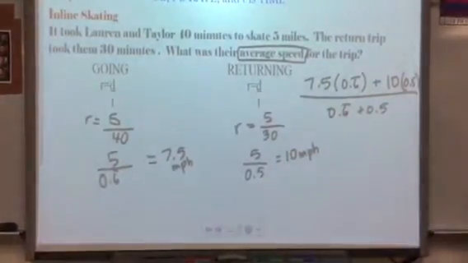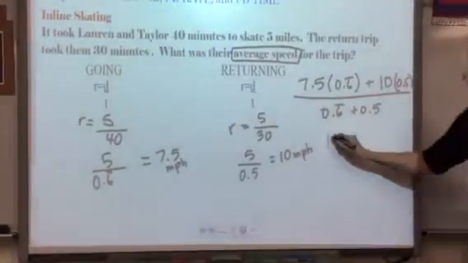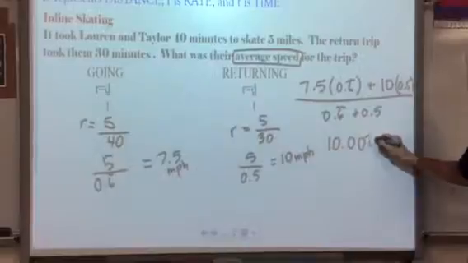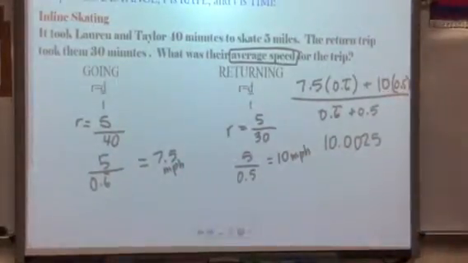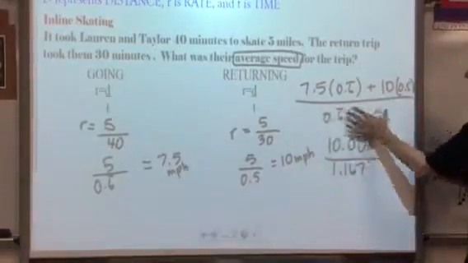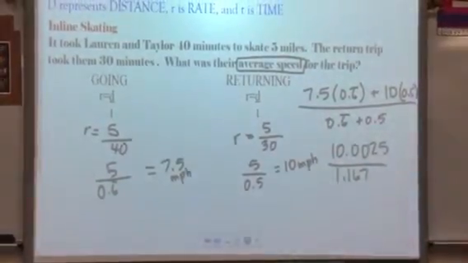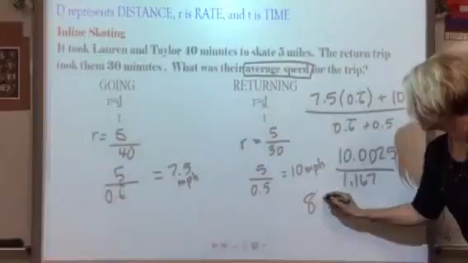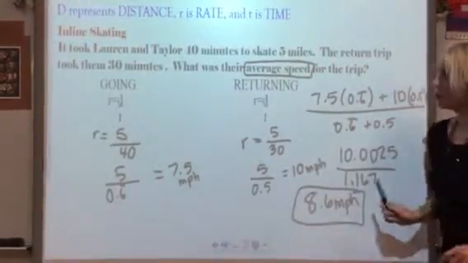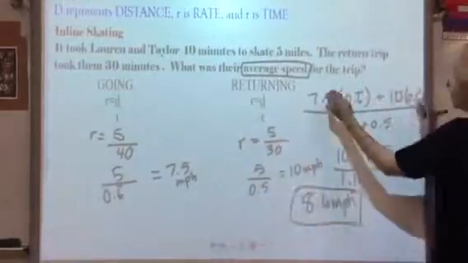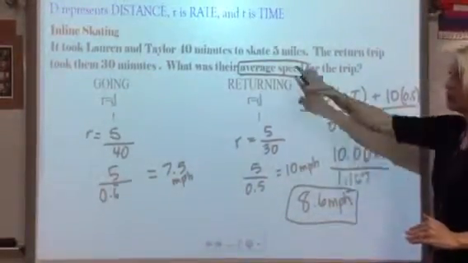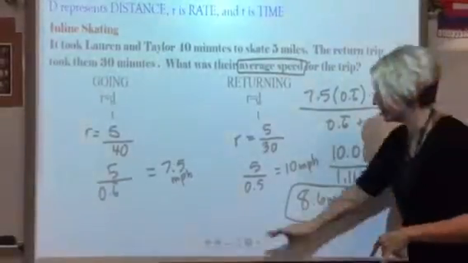And when you add that and multiply, you get about 10.0025 divided by 1.167 approximately when you add those. And the last thing you do is divide, and you get 8.6 miles per hour. So you're going to find a going rate and a returning rate, and if you want to keep this in your notes, you are going to have a problem similar to that, with a weighted average with distance, rate, and time.